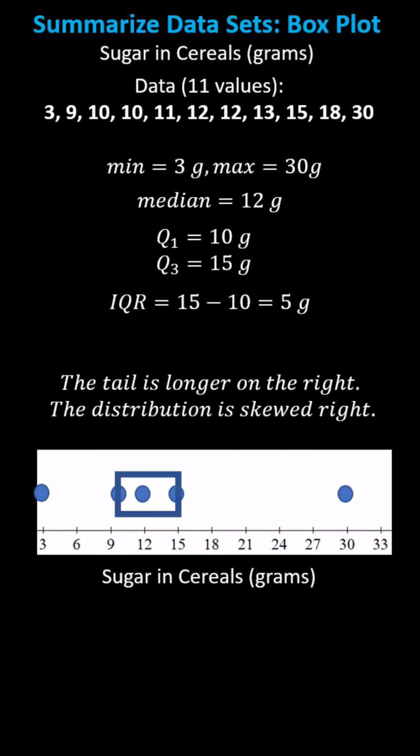We also often see a vertical line segment through the median. And now we create the whiskers or tails. On the right, we have a tail or whisker from 15 to 30, or from Q3 to the max. On the left, we have a second tail from 10 to 3, or from Q1 to the minimum. And now we have our completed box plot or box and whisker plot.